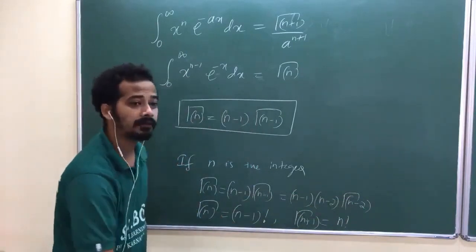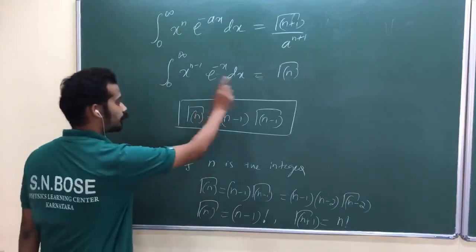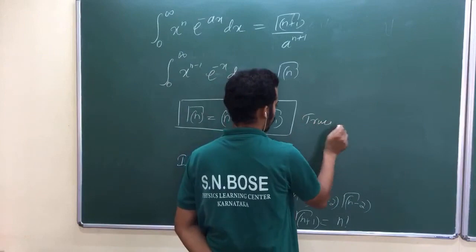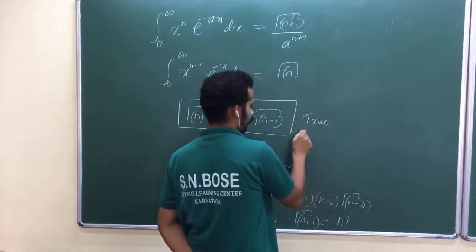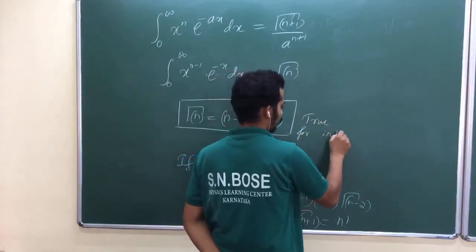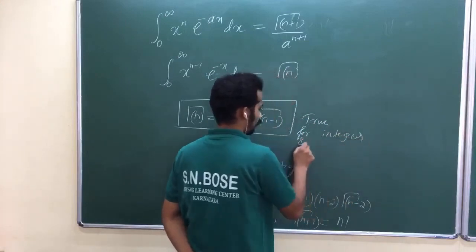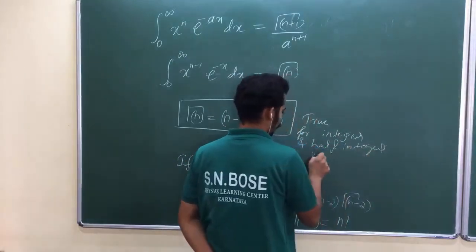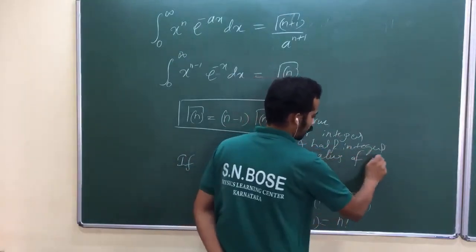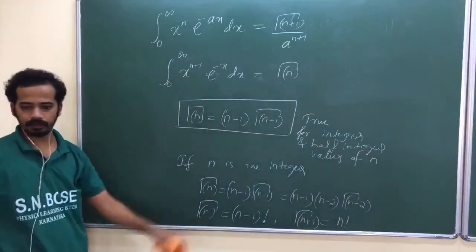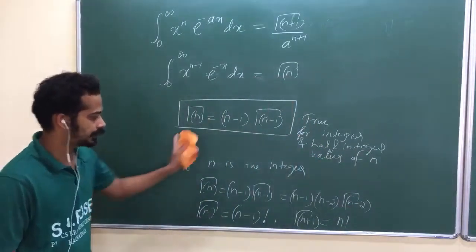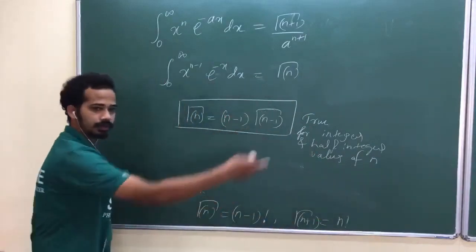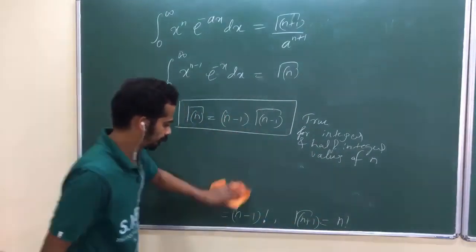And if n is a half integer, how to write this? Again, this formula is true for integer as well as half integer values of n. If it is an integer, you can successively do the same step and you can write these two formulas.